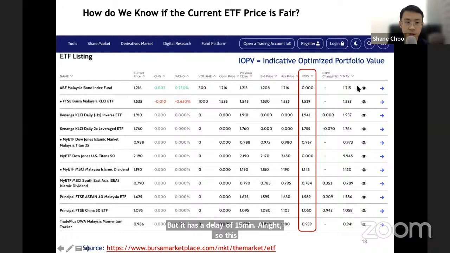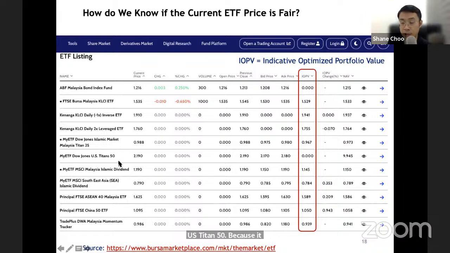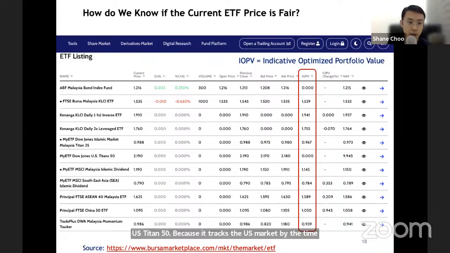Now you notice that some of the IOPV is zero. It doesn't mean that the fair value is zero. It just means that the pricing is not transparent, that it cannot reflect the real-time fair value. For example, the MyETF Dow Jones US Titan 50, because it tracks the US market. By the time Bursa Malaysia is open, the US market is closed. And because the US market is closed, there's no real-time portfolio value for you.